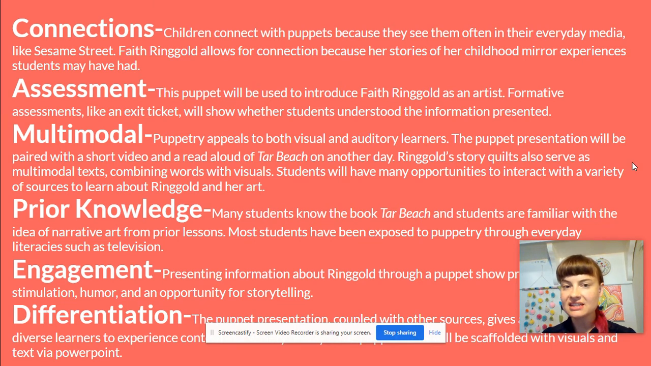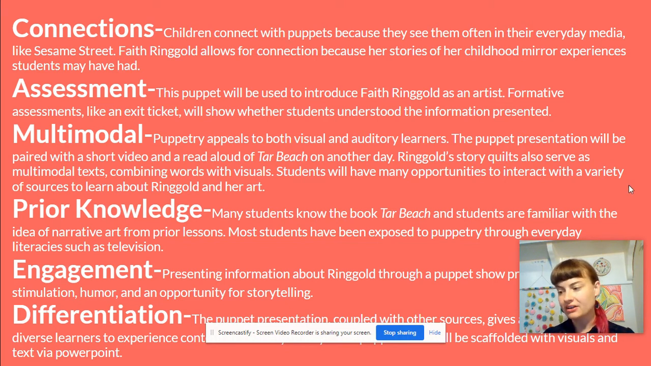In terms of assessment, this puppet wouldn't be used as an assessment tool. It would be used to present information. But following that presentation of biographical information about Ringgold, formal or formative assessments would show whether students understood the information presented. As I explained, puppetry is multimodal because it appeals to both visual and auditory learners. And Ringgold's story quilts are also multimodal because they have written and visual text.